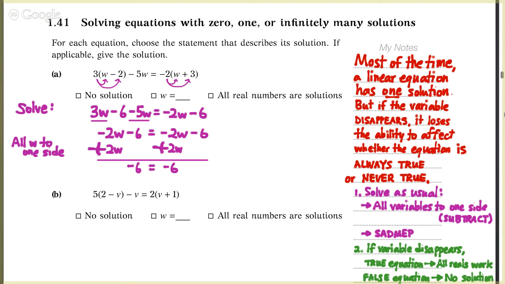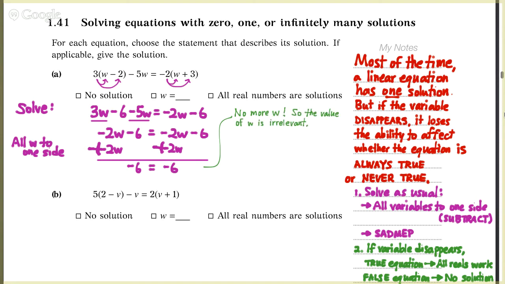And when I do it, not only do my w's from the right-hand side go away, negative 2w plus 2w is going to give me 0w, otherwise known as 0. But the same thing happens on the left-hand side also. Negative 2w plus 2w is 0. And when the dust settles, the only things left on the left and right-hand side of this equation are constants. Negative 6 is equal to negative 6. So my w's are gone. They have vanished. And therefore, again, w has lost the ability to affect whether this equation is true or false.